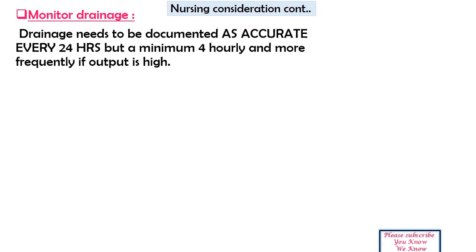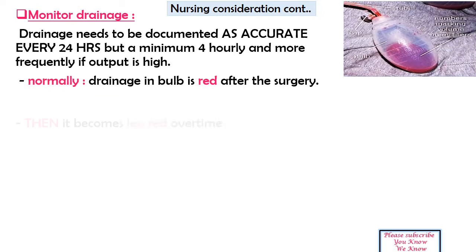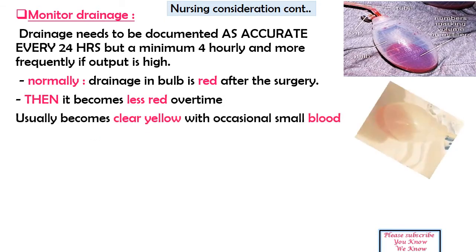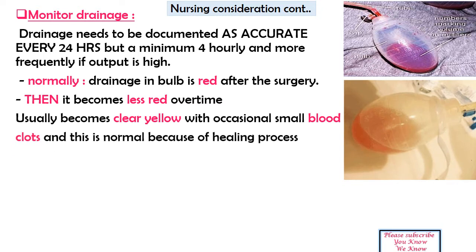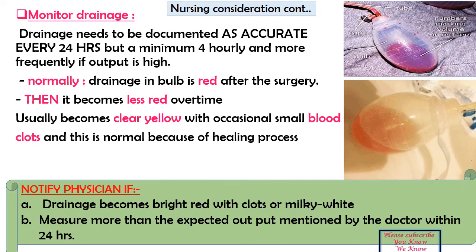Monitor drainage. Drainage needs to be documented accurately every 24 hours, but a minimum of 4 hourly, and more frequently if output is high. Normally, the drainage in the bulb is red after the surgery, then it becomes less red over time, usually becoming clear yellow with occasional small blood clots, and this is normal because of the healing process. Note: notify the physician if the drainage becomes bright red with clots or milky white, or measures more than the expected output mentioned by the doctor within 24 hours.